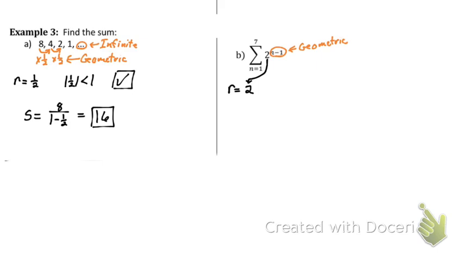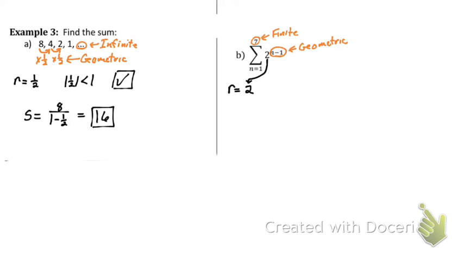That's bigger than 1. Can I find the sum? My r value is bigger than 1. Am I allowed to find the sum of this one? Yes. Why? Because it's not infinite. I told you your first two things. I forced you to think ahead. First thing, is it geometric or arithmetic? Second thing, is it infinite or finite? This is finite. Finite will always have a sum. So I don't have to worry about the infinite thing.